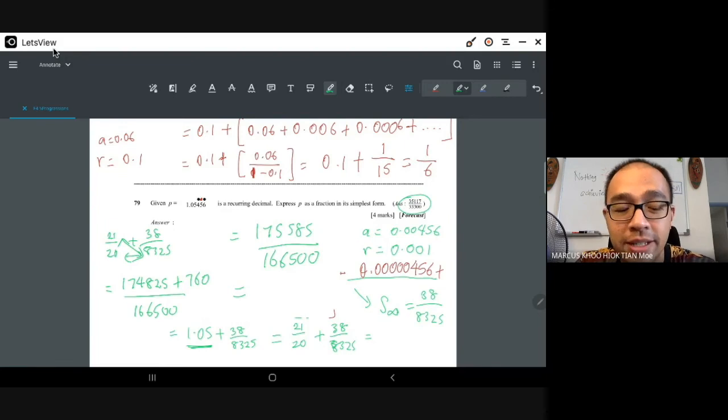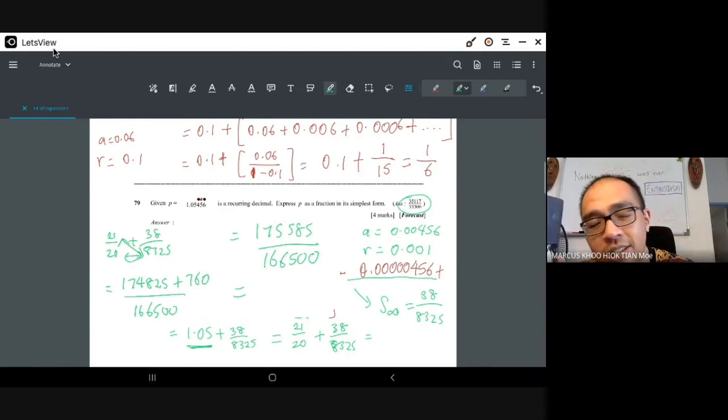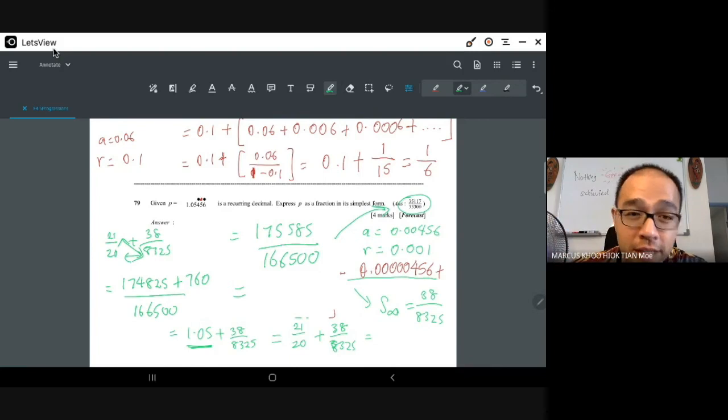I don't know whether this calculator can do it or not. I don't think so. 166500. Yeah, it still gives me 1.045. Cannot. You have to manually simplify until you get this final answer. If you have the silver calculator, totally not a problem. You should be able to get this immediately.